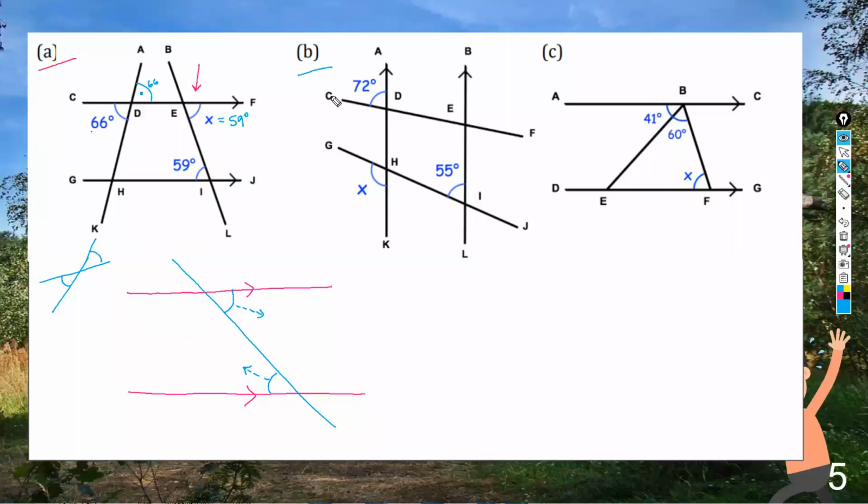I want you all to draw B and find angle X for me in part B. I need to think it through too.